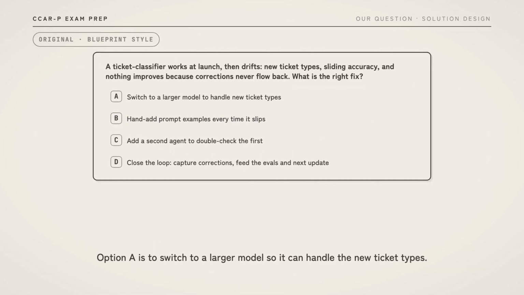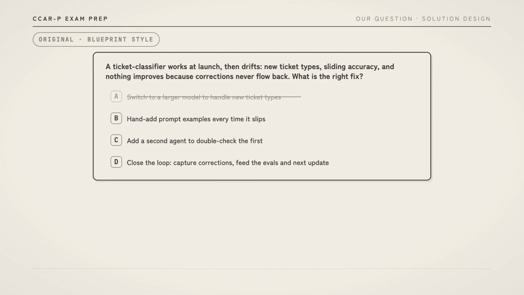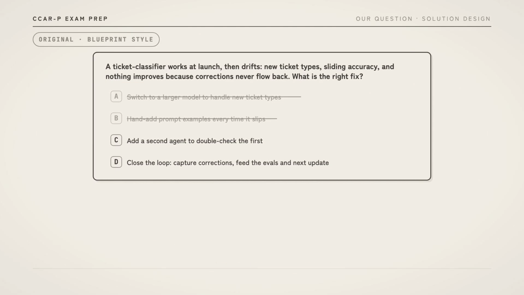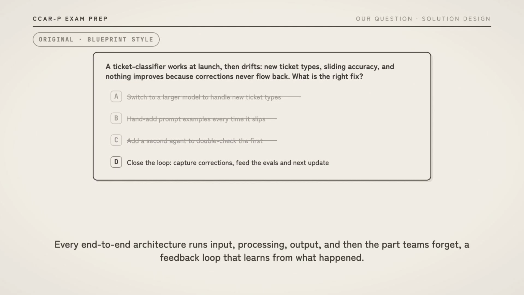Option A is to switch to a larger model so it can handle the new ticket types. Option B is to add more examples to the prompt by hand every time something slips. Option C is to add a second agent that double checks the first one's answers. Option D is to close the loop, capturing corrections and outcomes and feeding them back into the evals and the next update.